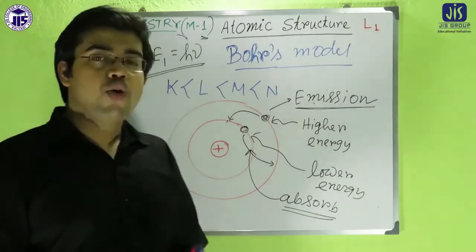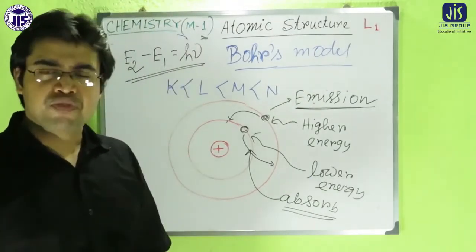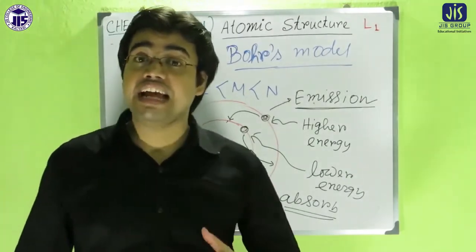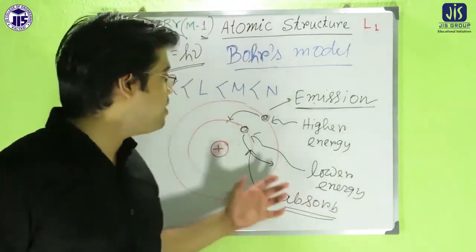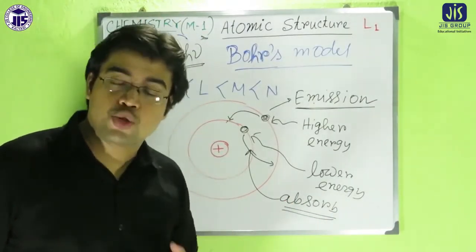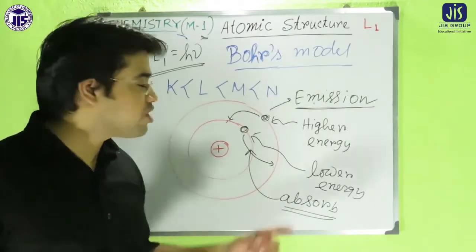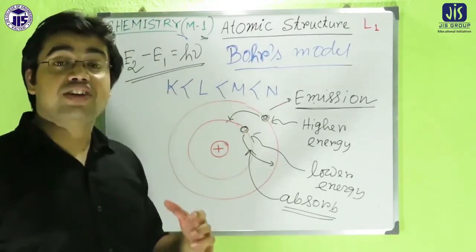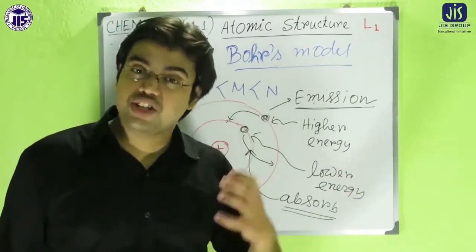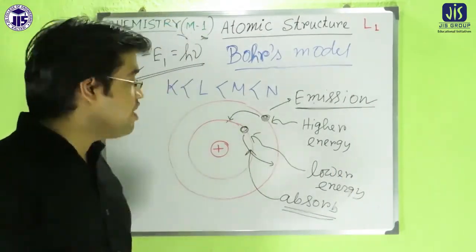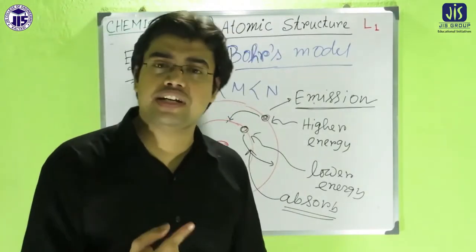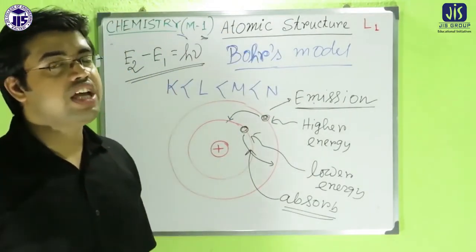So ultimately, what did we get from Bohr's model? First of all, Bohr's model clearly indicated that there will be some orbits or some energy levels through which the electron revolves around the nucleus, and those energy levels, that means the orbits, have particular energy.